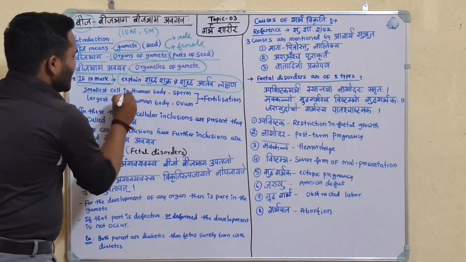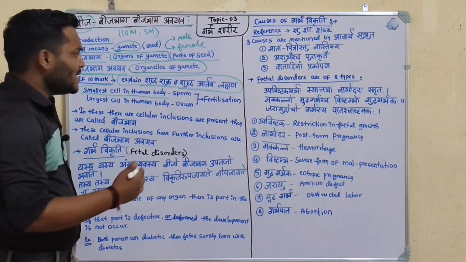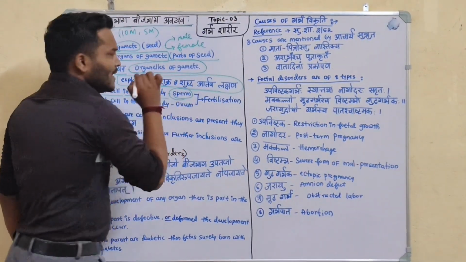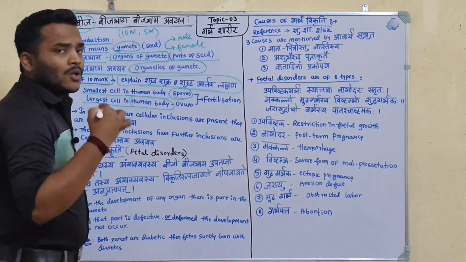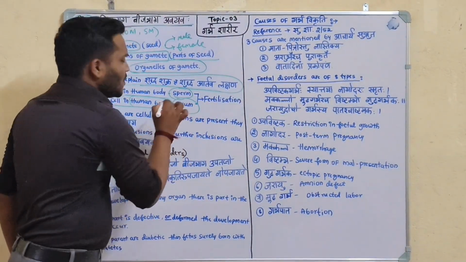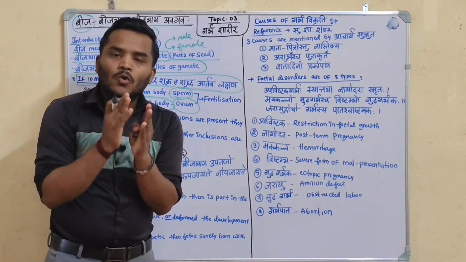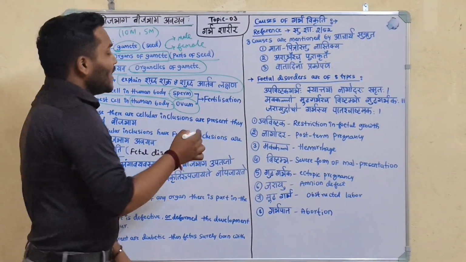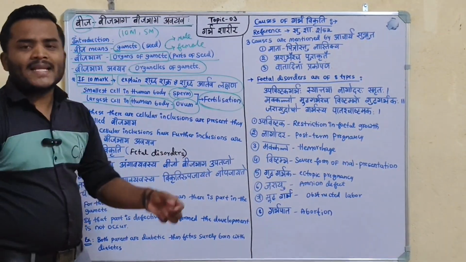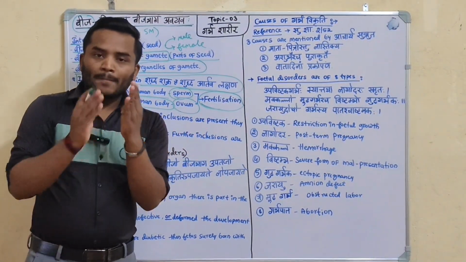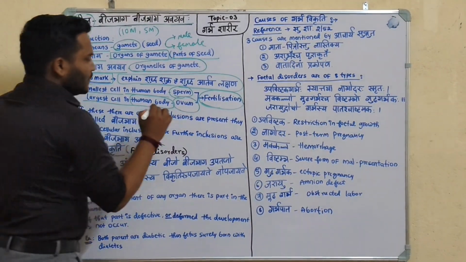The smallest cell in the human body is the sperm, and the largest cell in the human body is the ovum. स्मॉलेस्ट कौन है? स्पर्म है. और लार्जेस्ट कौन है? ओवम है. वो दोनों मिला के क्या बनता है? फर्टिलाइजेशन. When the sperm and ovum combine, it is called fertilization. Okay. In this, देखो सीड है.